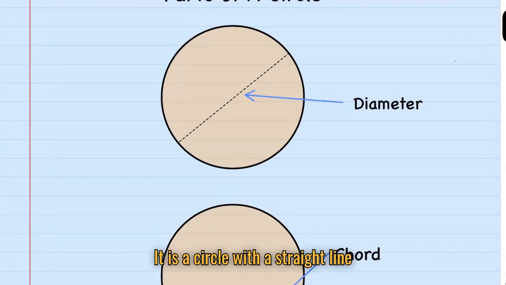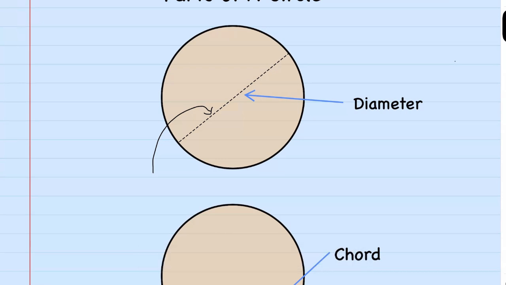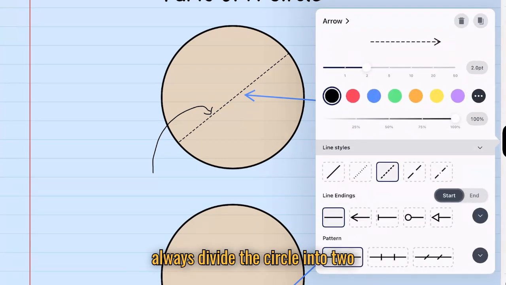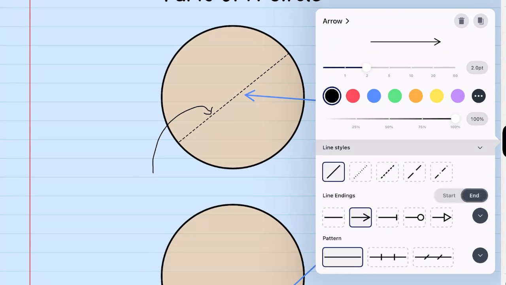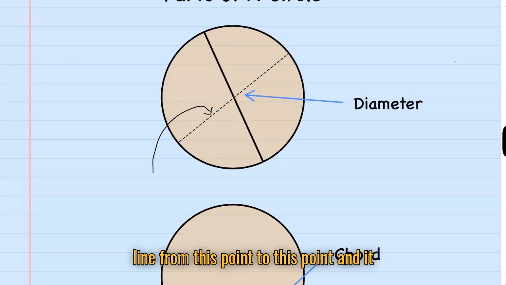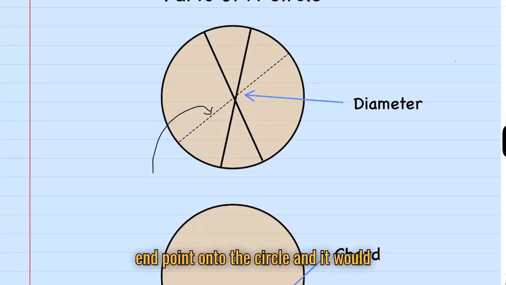It is a circle with a straight line going through the circle, which is actually dividing the circle into two equal parts. This line happens to be the diameter, which is a straight line running from one end of the circle to the other, and it's going to always divide the circle into two equal halves. I could be drawing a line from this point to this point, and it should still qualify to be a diameter, or from any other point to any other end point on the circle, and it would just be the diameter of a circle.